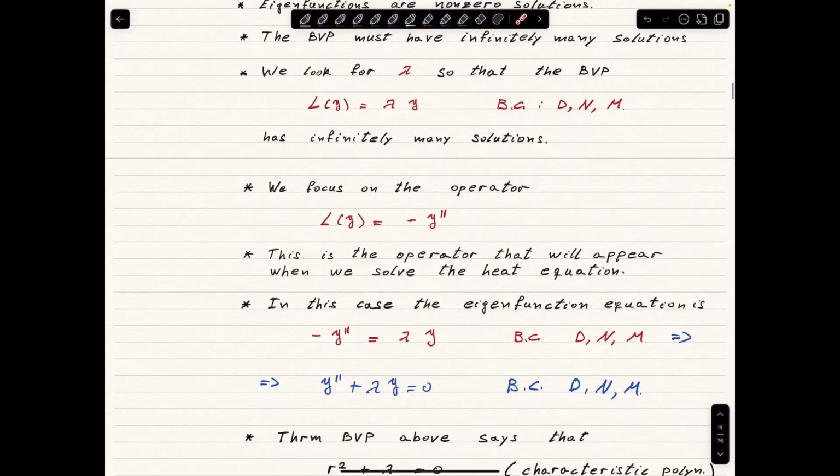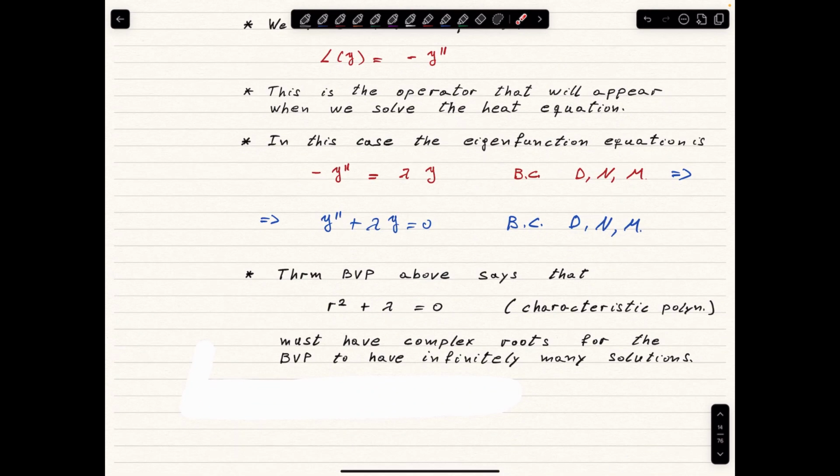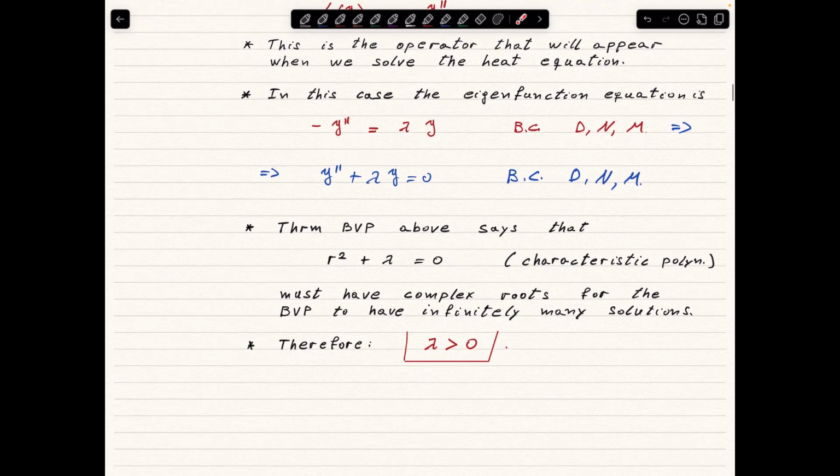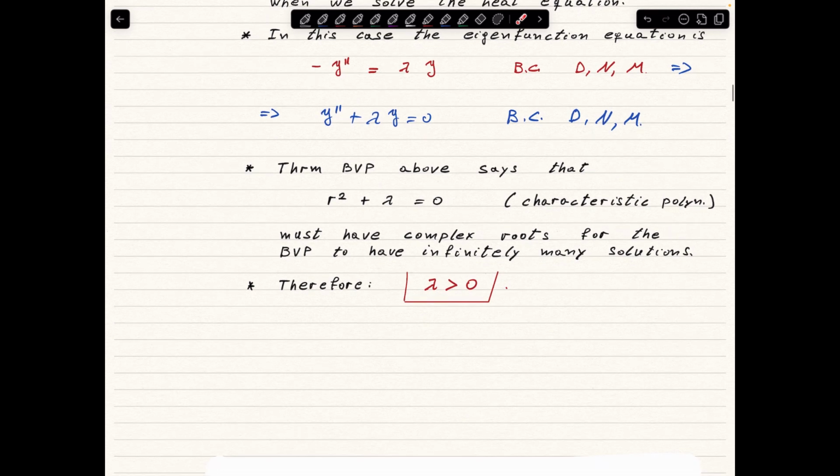So the theorem above says that this characteristic polynomial must have complex roots, and that means that lambda has to be positive in order to have eigenfunctions. So when lambda is positive, what is happening here? Let's double check what we just said. If lambda is positive, then r squared is equal to negative lambda. We put it on the other side. That means when we compute the square root, we have plus or minus the square root of lambda, and because there is a negative sign, then we have an i.